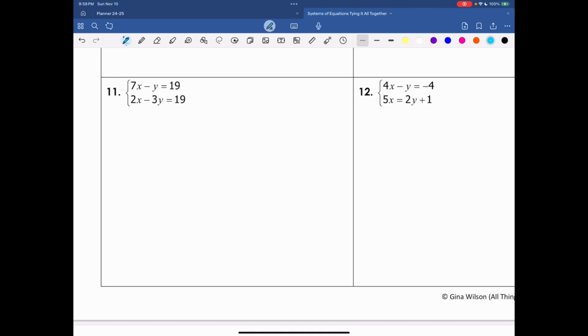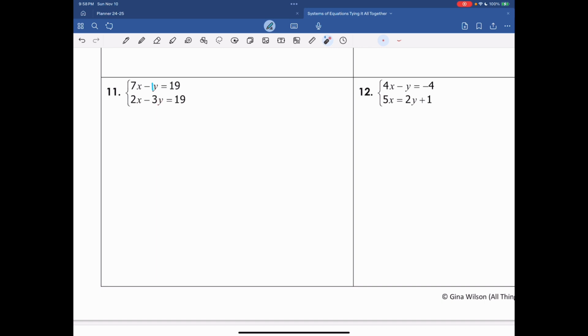Number 11, we have 7x minus y equals 19, and we also have 2x minus 3y equals 19. So they are both in standard form. That's great. Now I want to check for opposite coefficients. I look at my x's, I notice that they are not opposite coefficients. I look at my y's, I again notice they are not opposite coefficients. So from here, you know that you're going to have to create an opposite coefficient. Your next question is to check to see if your coefficients go into each other evenly. I know that 2 does not go into 7 evenly, but I do know that 1 does go into 3 evenly.